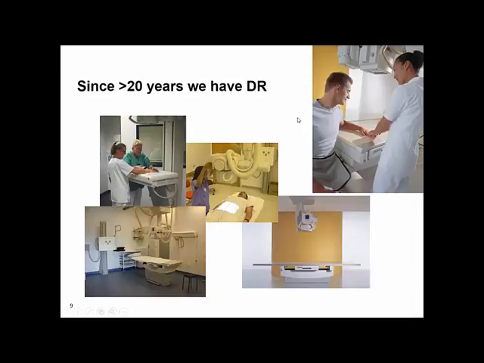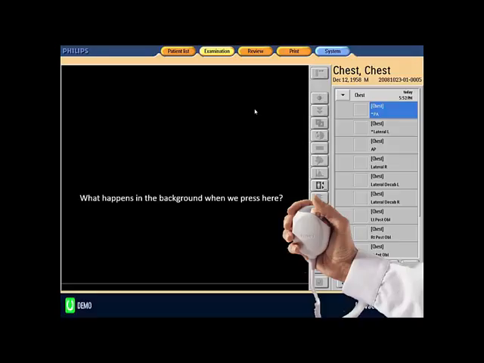Here we see some early DR systems from the beginning of the 90s. We see wall stands, tables, the Bucky table, and this was how it started with digital diagnost in the mid of the 90s roundabout. And now I would like to show you what happens in the background if the operator presses the X-ray button and an image is produced.